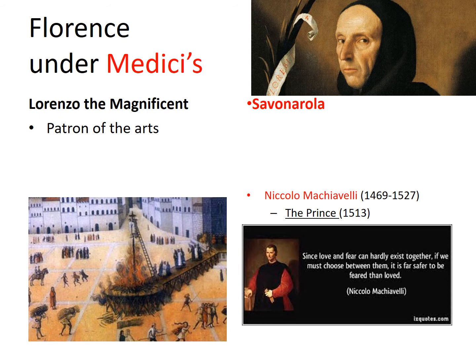The stability of the state is most important, and whatever one needs to do to get the stability of the state is okay. And we know a famous quote from him: "Since love and fear can hardly exist together, if we must choose between them, it is far safer to be feared than loved." The end justifies the means is the phrase that we associate with Machiavelli's principles. Do whatever you need to do to gain control of the state and maintain control of the state and create stability for the state. And that is far more important than anything else.